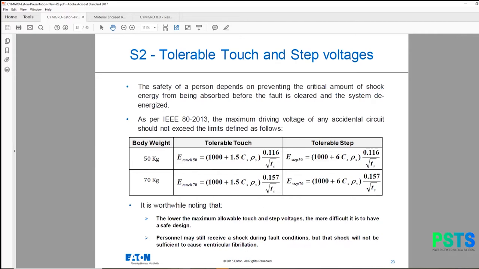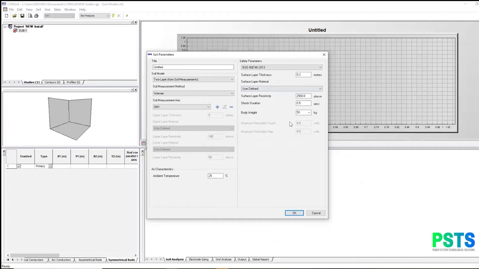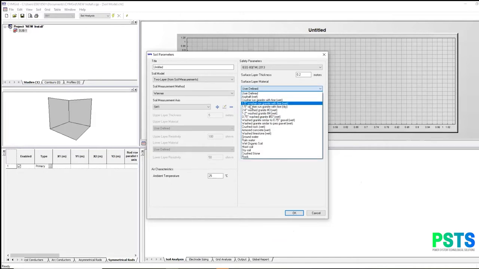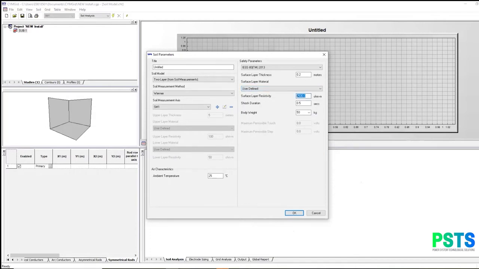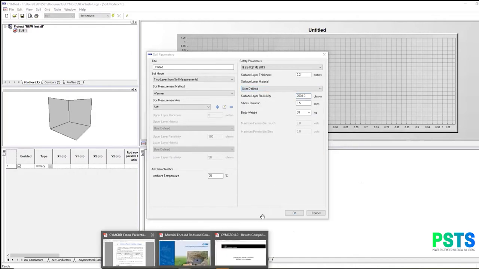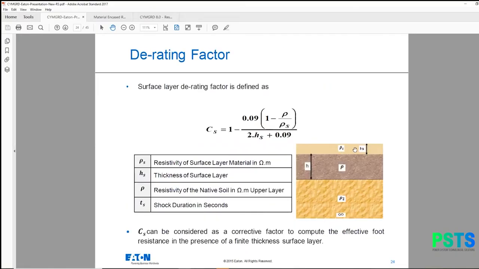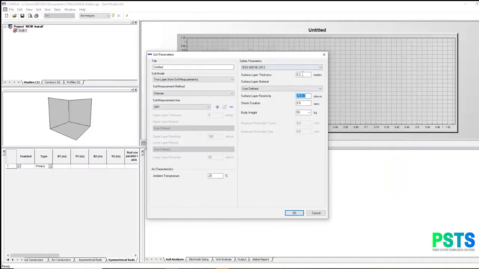All right, and this is what the program does. It asks you, what is the surface layer? It's user defined. I have crushed rock or whatever it is, but let's say it's user defined and I have 2500 ohm meters, and this is the rho S here. Its depth is very small, normally in the 10 centimeters. So we enter here, let's say, 0.15, 15 centimeters. This is its resistivity. Shock duration, typically in the standard they say 0.25, 0.5. The more you put, the less you will tolerate. So typically it's 0.5 seconds.